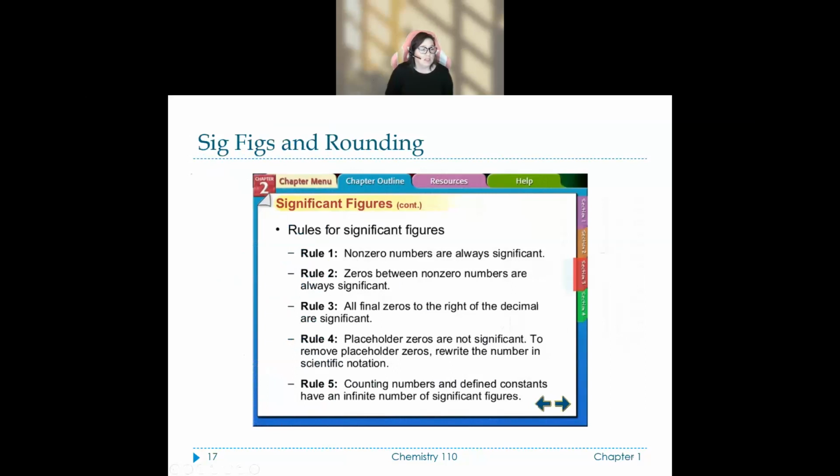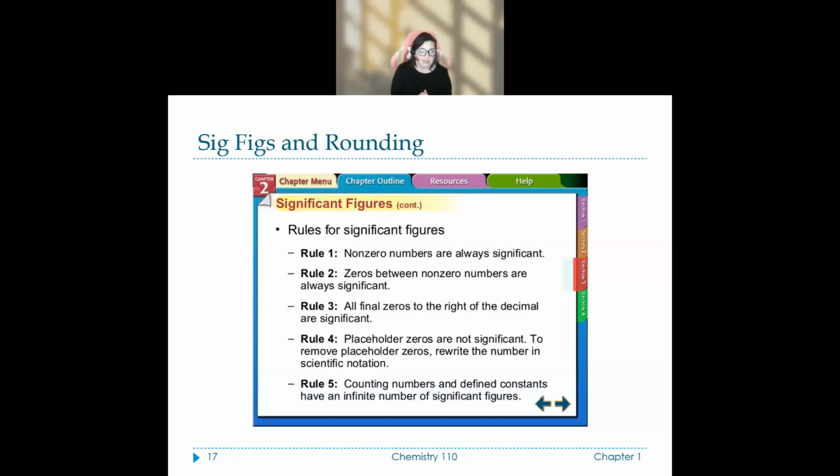Okay? Sig figs and rounding. So I have a significant number of figures. Why do I care? Well, for that one number, that's how you measure it, right? But the other thing is that I need to be able to know how many of those numbers in a number I've been presented are significant.